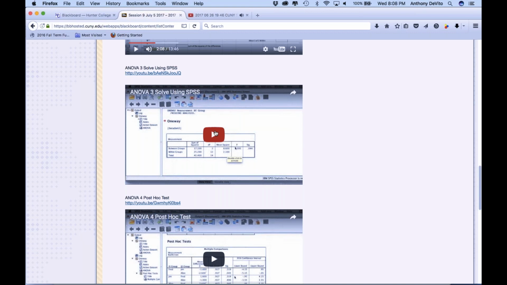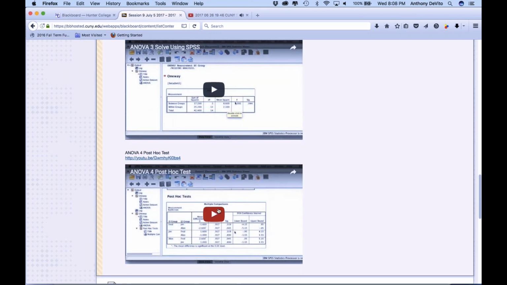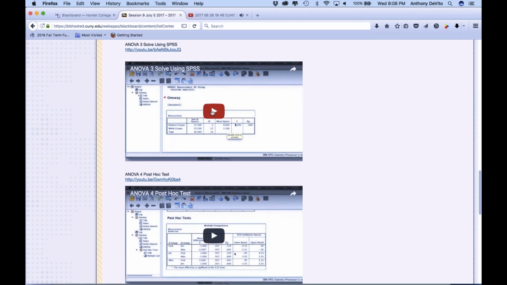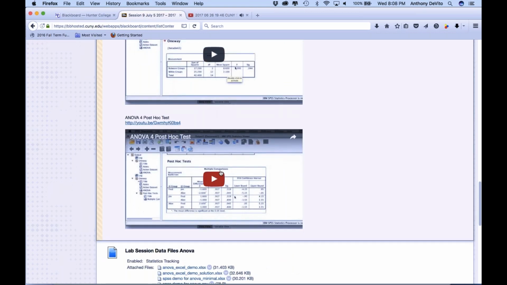Right? Now, which ones were unequal? SPSS has a function called post hoc tests. Post hoc means after the fact. If you've succeeded in rejecting your null hypothesis, you run the post hoc test in SPSS, and that will allow you to identify which of the means are different from one another, statistically significant, right? Not just that some of them are different.